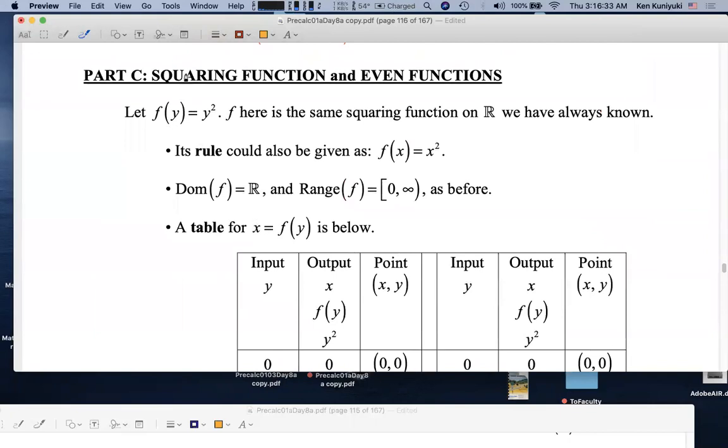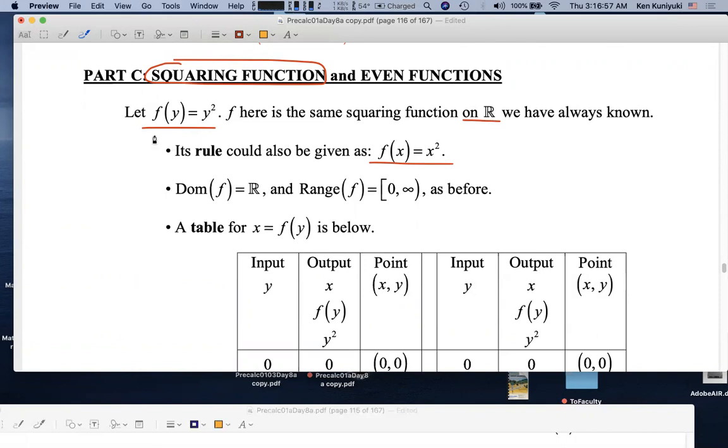So for example, here, consider the squaring function. If you say f of y equals y squared, that indicates the same function as f of x equals x squared. I could say f of grandma equals grandma squared. In both cases, f represents the squaring function. We assume the domain is all reals.